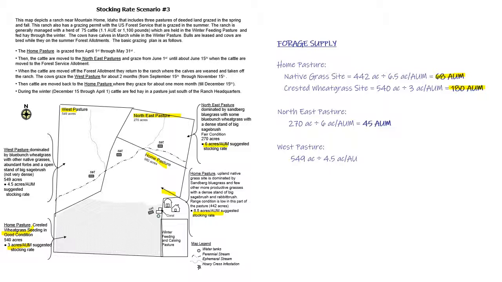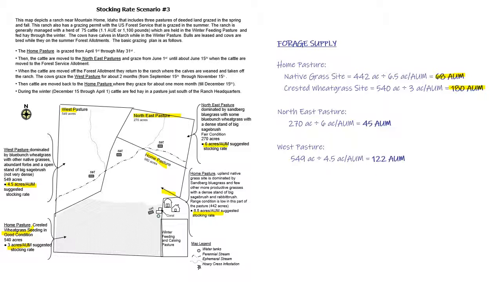Last example, that 549 acre west pasture. It is all of an area that's dominated by bluebunch wheatgrass, and according to the instructions, it is productive at the rate of about 4.5 acres per AUM. So if you have 549 acres, you divide it by 4.5 acres per AUM, you have about 122 AUMs of forage.